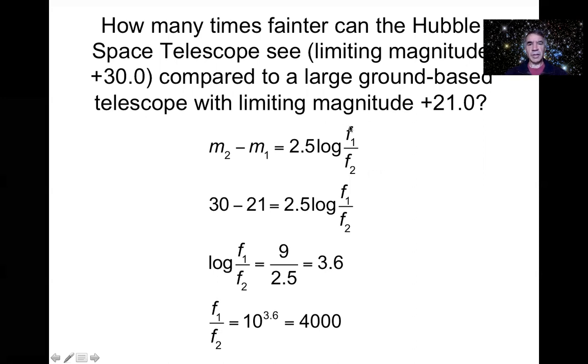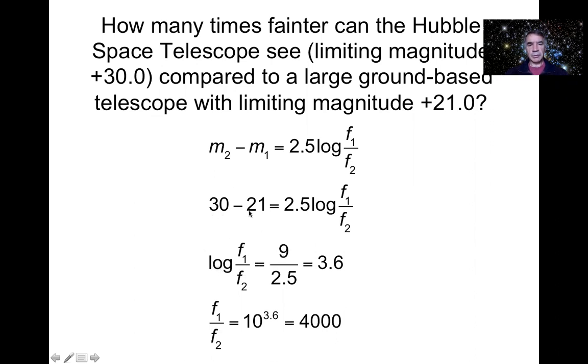So obviously here we're given the magnitude difference, 30 and 21, and we want to work out the ratio, really, how many times fainter. So it's the ratio of the fluxes that we're after here. So put in the magnitude difference, so m2 being 30, m1 being 21. And then we just need to rearrange the equation again in order to solve for f1 over f2. So let's make the log the subject first.